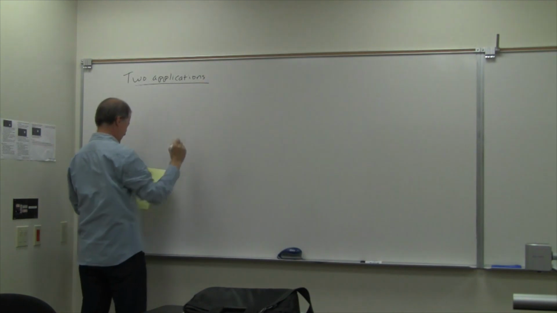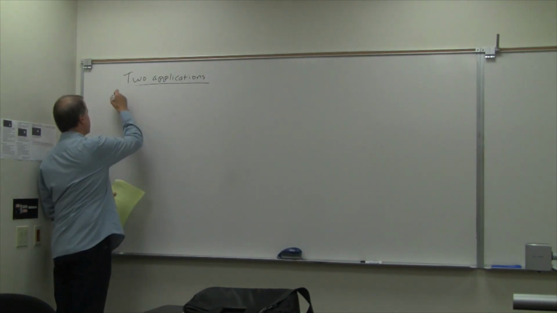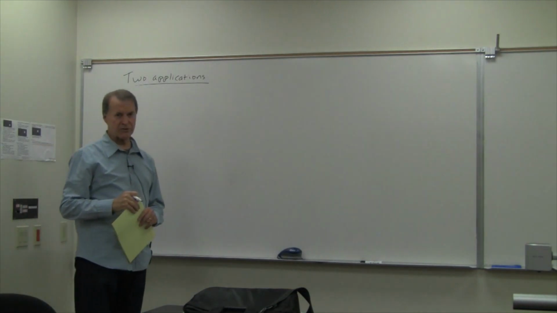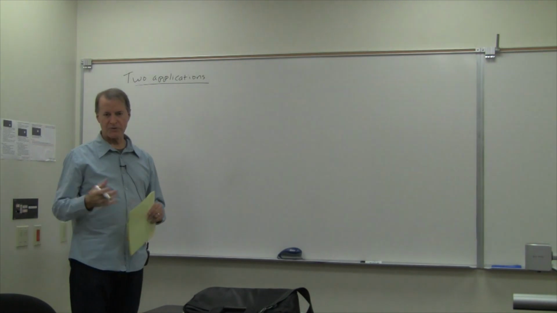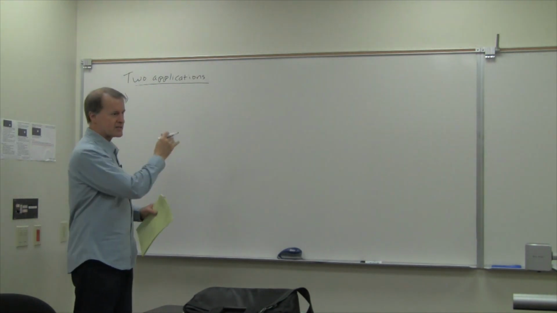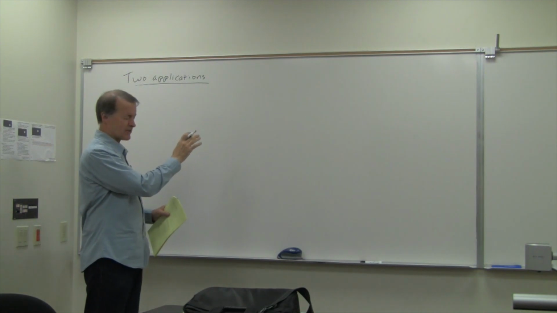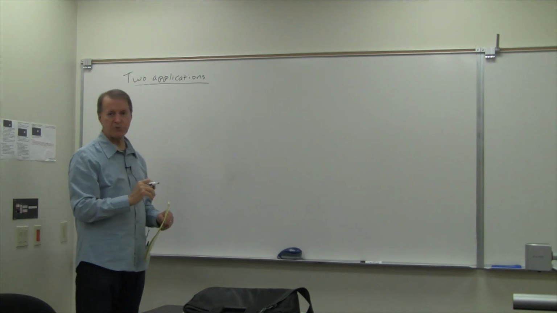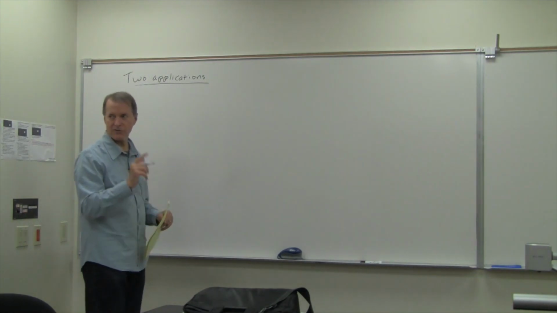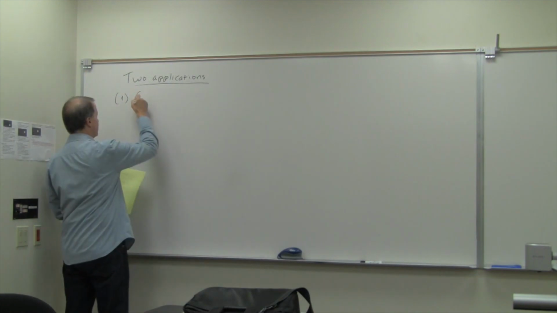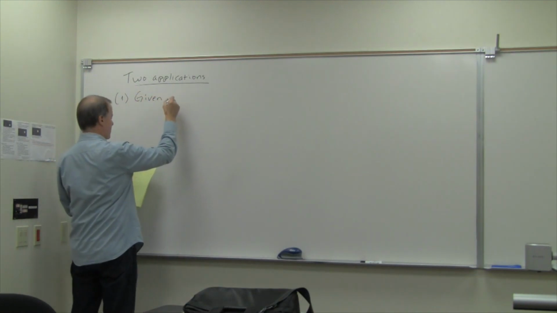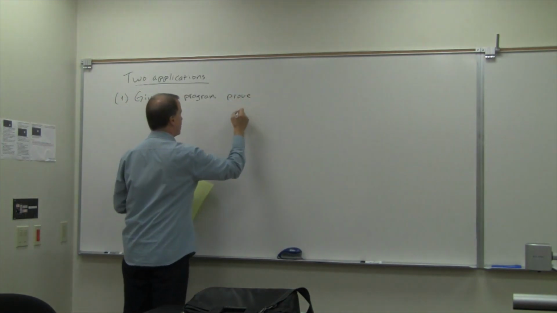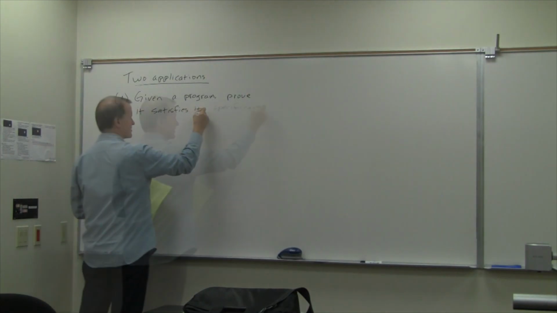Two applications. Okay. First application is this. What we want to be able to do is, given a program, in other words, if we have a precondition and a program and a postcondition, we want to be able to prove that that is correct. Okay, so the first problem is proving correctness. So, given a program, prove it satisfies its specification.